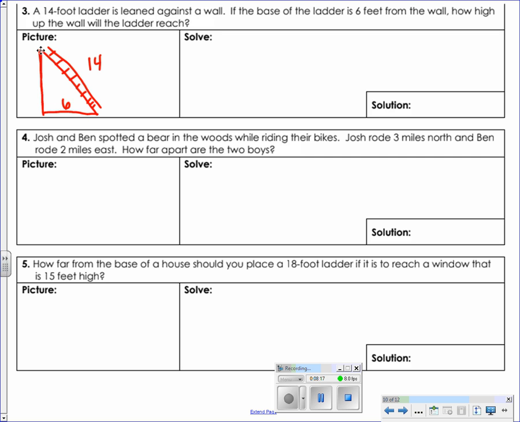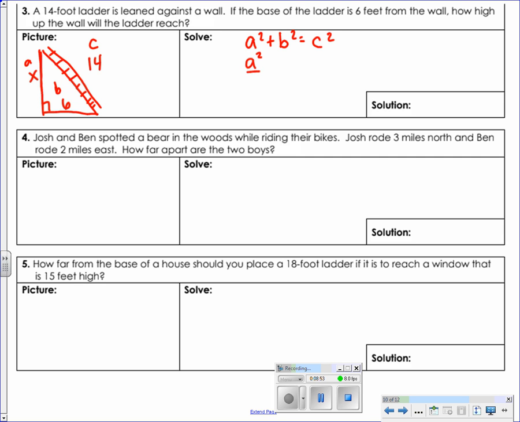And we're assuming that because the ladder comes straight down and meets a horizontal line, that would be my right angle. And it says how high up the wall, so that's what we're looking for. And that would be a leg. So here we have our hypotenuse, we have one of our legs, and we're missing our other leg. So I'm going to use the Pythagorean theorem because this is a right triangle. A squared plus B squared equals C squared.